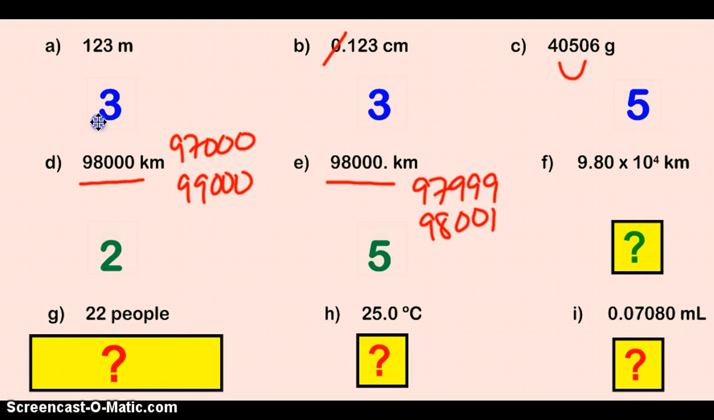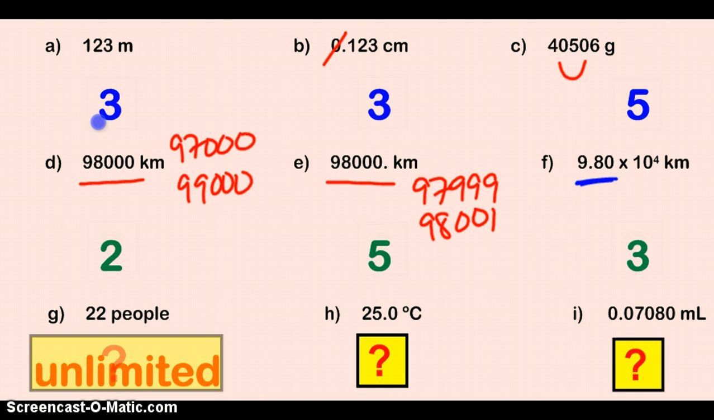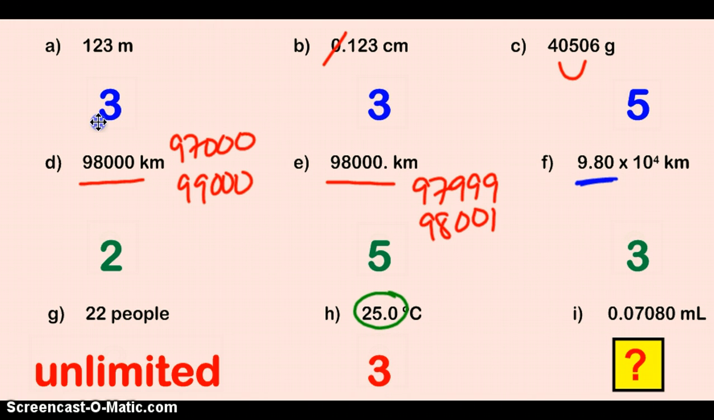Letter F has scientific notation, so definitely those 3 numbers are significant. I wonder what's under the box for letter G. 22 people, that's something I can count. So that is an unlimited number of sig figs. 25.0, again, that 0.0 is saying I measured there, so that is 3 sig figs.